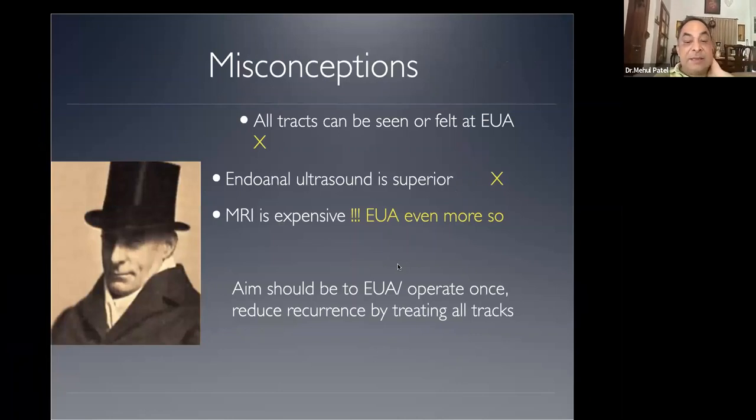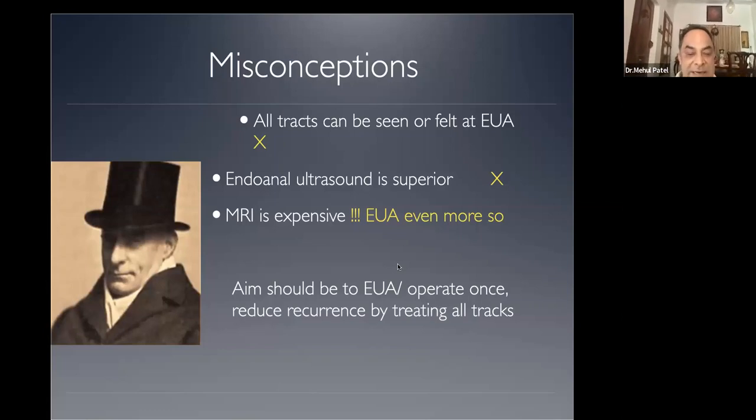MRI is expensive. It used to be the standard statement that used to be told to us that it is expensive. But an EUA is even more expensive, right? So to do that twice does not make any sense. So the aim should be to do the EUA and operate once, reduce recurrence by treating all the identified tracts. So that is what should be the aim.